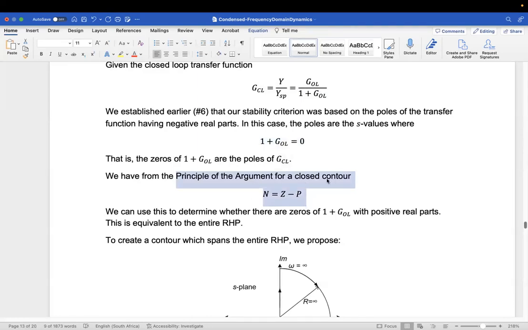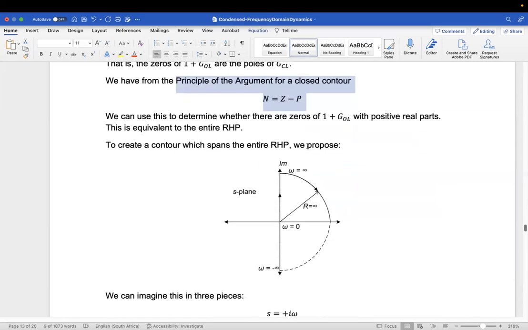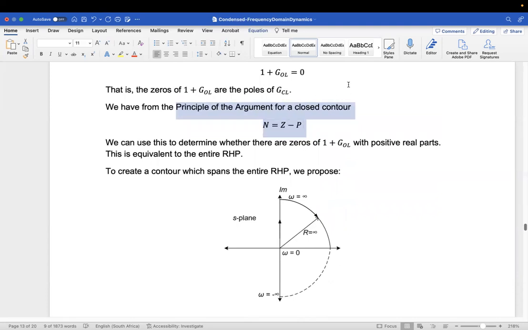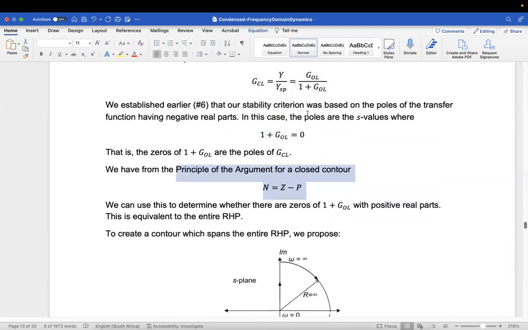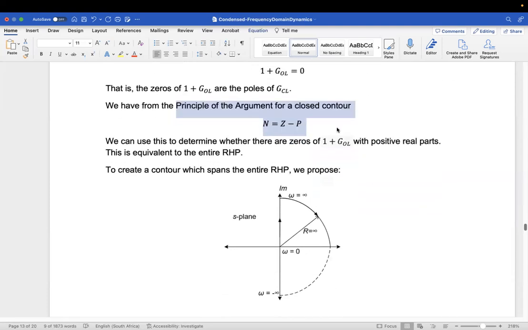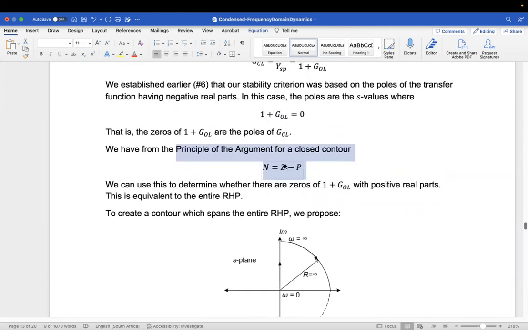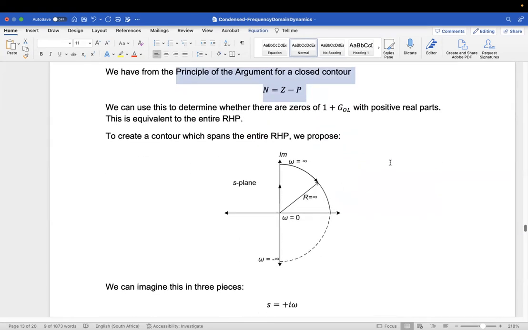And that seems a little bit complicated because that's a closed contour. What we actually want to know is where we have negative real parts, or we want to know if we can ever have a 0. Remember, 0 here is a pole of that. So we want to know if we have any zeros of this function which have positive real parts. And for that, we need a contour. We need to travel around a contour and see if there are any zeros in that contour. And our contour needs to contain all the possibilities of positive real parts. And we can do that.